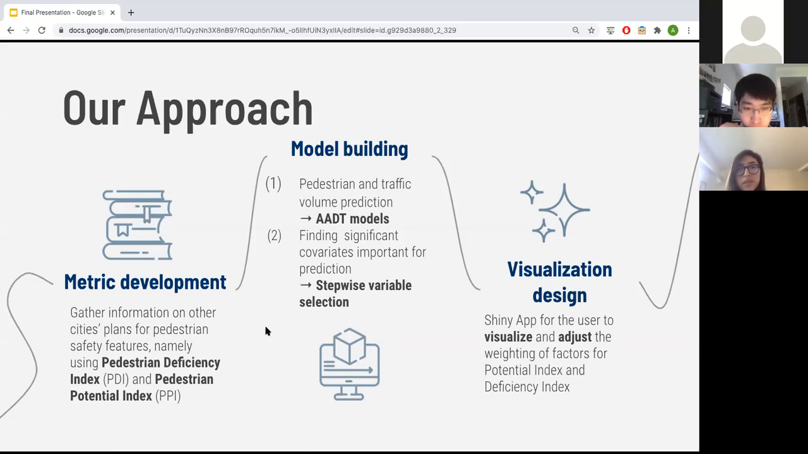Then we decided to build a model that predicts pedestrian and traffic volume, so that we could predict it for every single intersection. At the same time, we wanted to find the factors or covariates that are important for these two predictions. And lastly, we designed the visualization and the Shiny app for the user to be able to see the results and adjust them, and give them flexibility to use the tool for different goals or purposes.